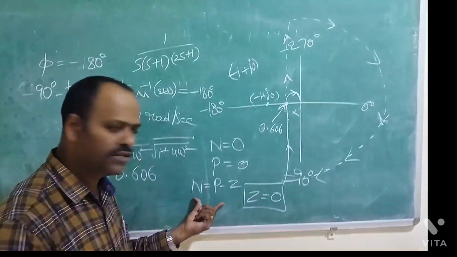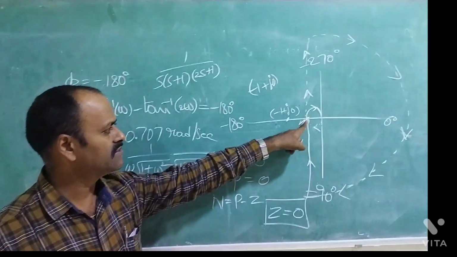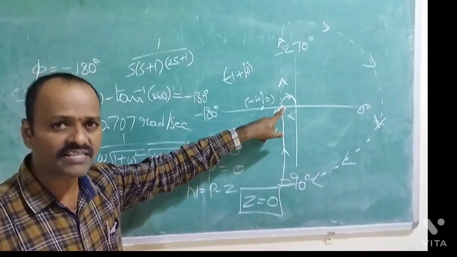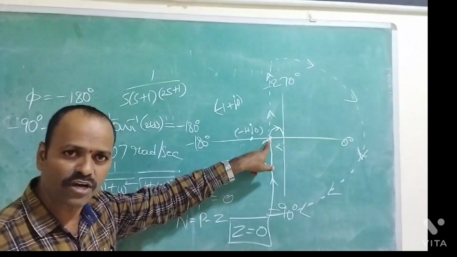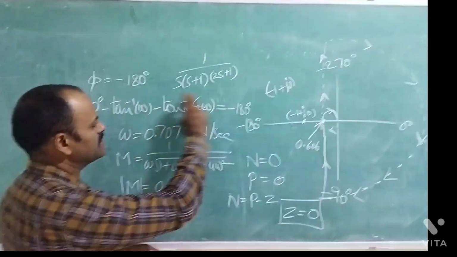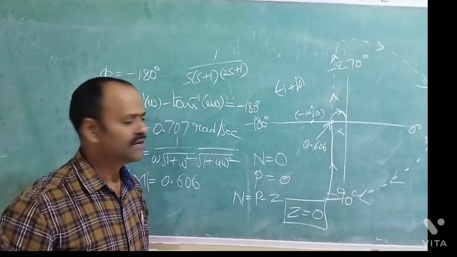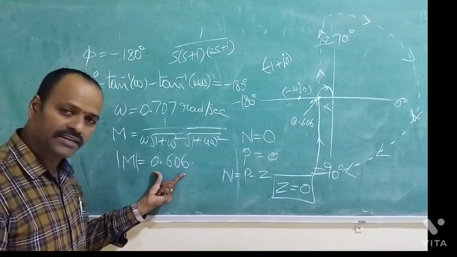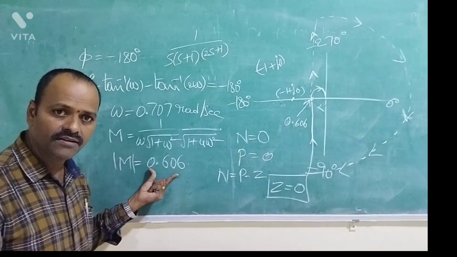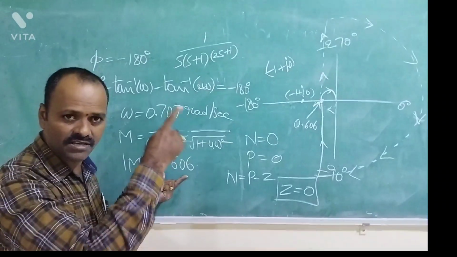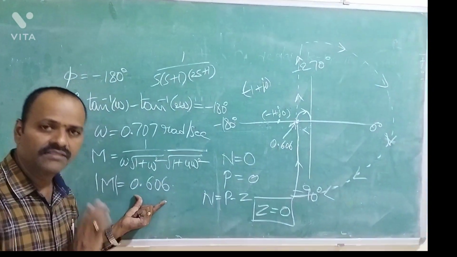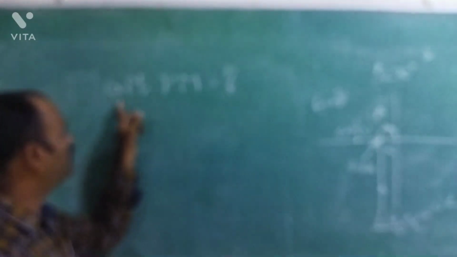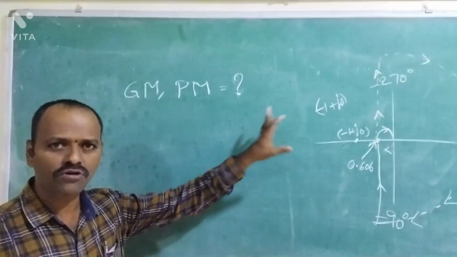In order to know that, we must find the magnitude at this real axis crossing point. First, let us find the frequency at this crossing point by equating the phase to -180 degrees. After getting that omega value, substitute that omega in the magnitude and find the magnitude value. If it is greater than 1, then it means encirclements are there. If it is less than 1, there are no encirclements. Okay, please remember this.